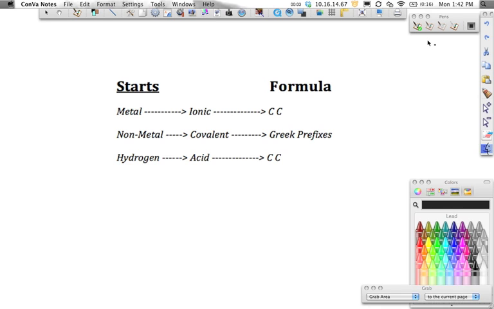Hey guys, let's start talking about writing and naming formulas. The first thing we want to do is just a brief introduction on the important things that we need to know before we get started.